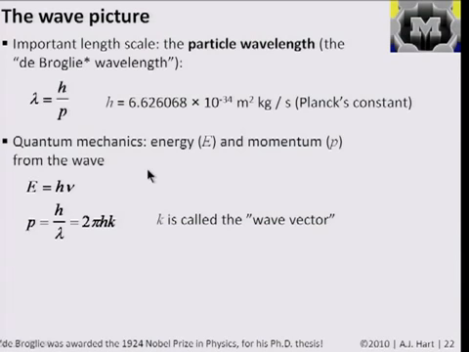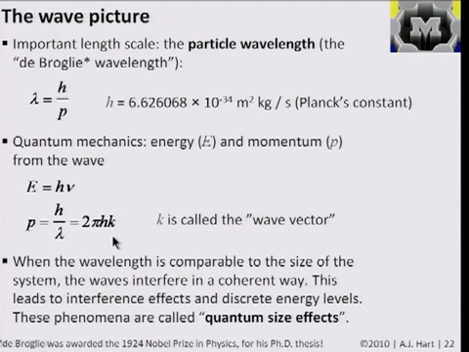And by quantum mechanics, we can relate the energy and the momentum of waves by this relation here, where we say that the energy of the wave is equal to Planck's constant times the frequency of the wave, and we can relate the momentum to Planck's constant and the wavelength just by inverting this equation above. And we can define a variable k, which we will call the wave vector, and we'll use this in just a second.